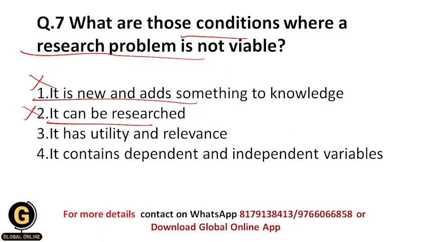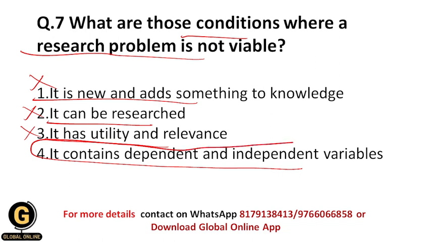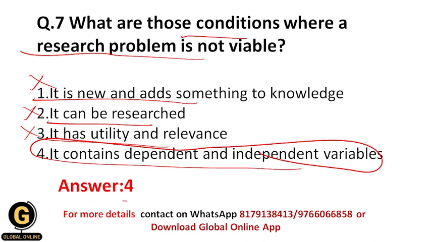But we have asked about when it is not viable. Okay, it has utility and relevance. Yes, under this situation as well it is viable, so this is eliminated. It contains dependent and independent variables. Yes, so under this situation research problem is not viable. Okay, and that's why the correct answer to this question is 4.